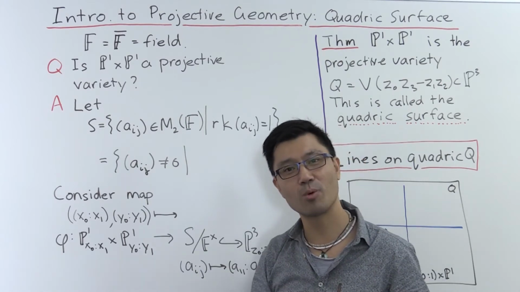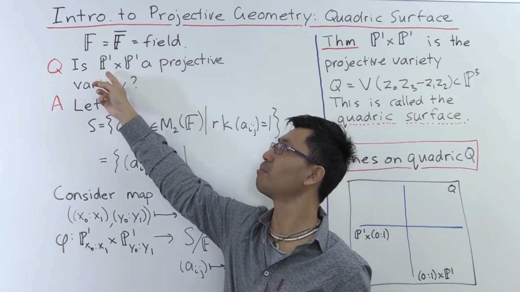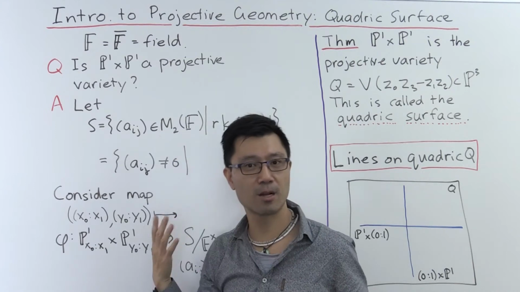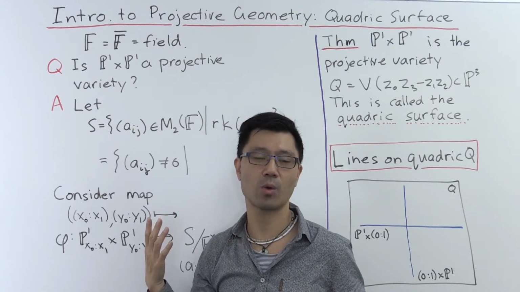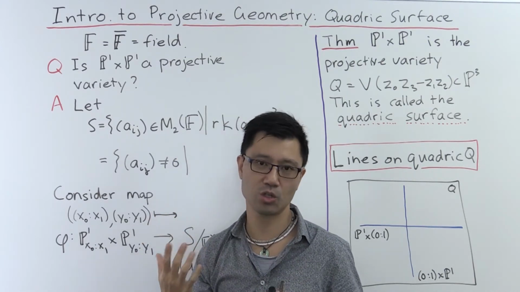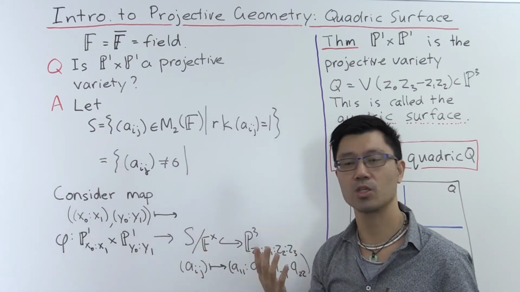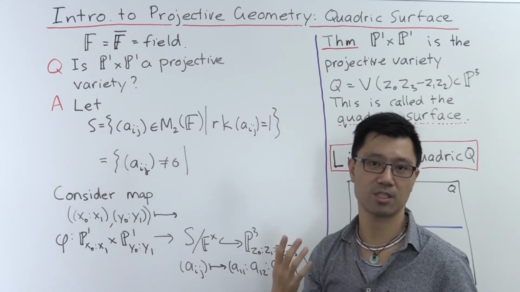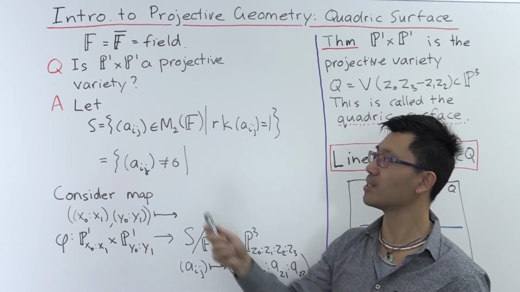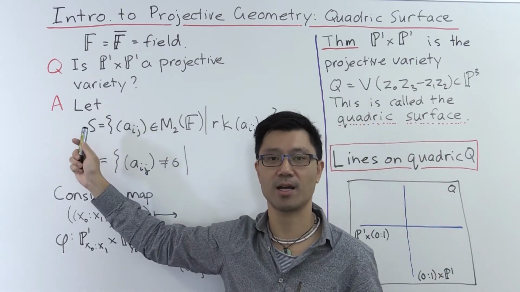So that's the question I want to pose first, okay? This P1 cross P1, is it a projective variety? In other words, can you define it as the solutions to some polynomial equations inside some projective space? And the answer is yes, and let me show you how to get that answer.